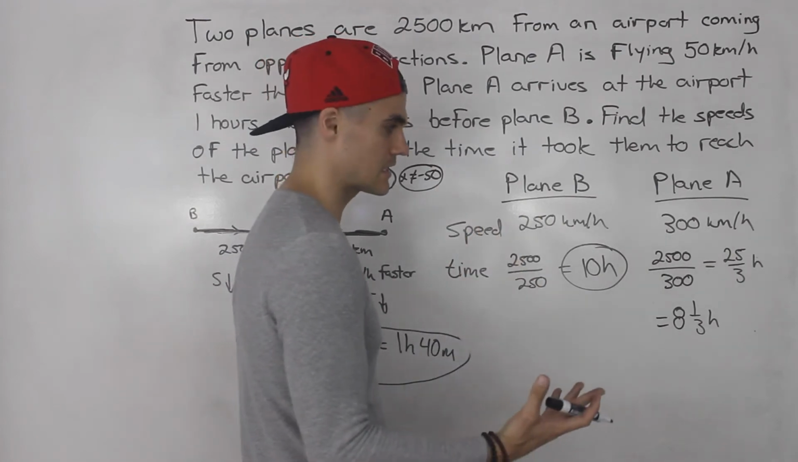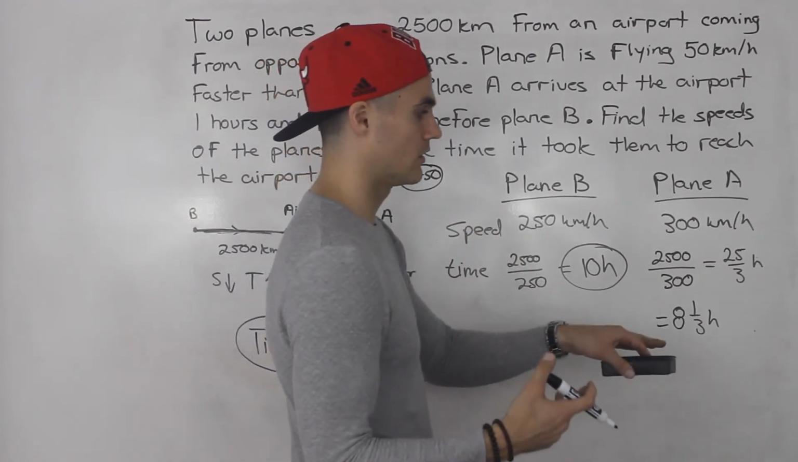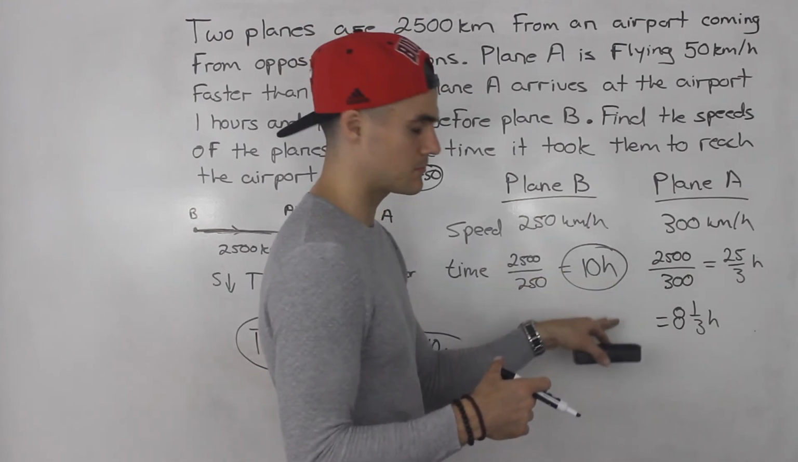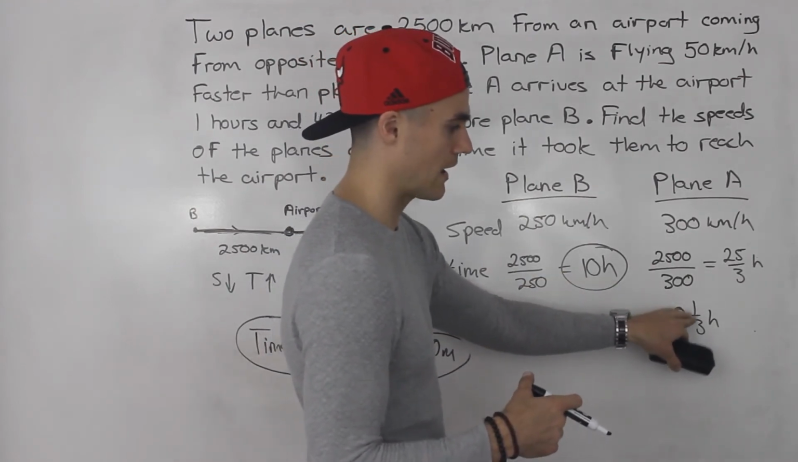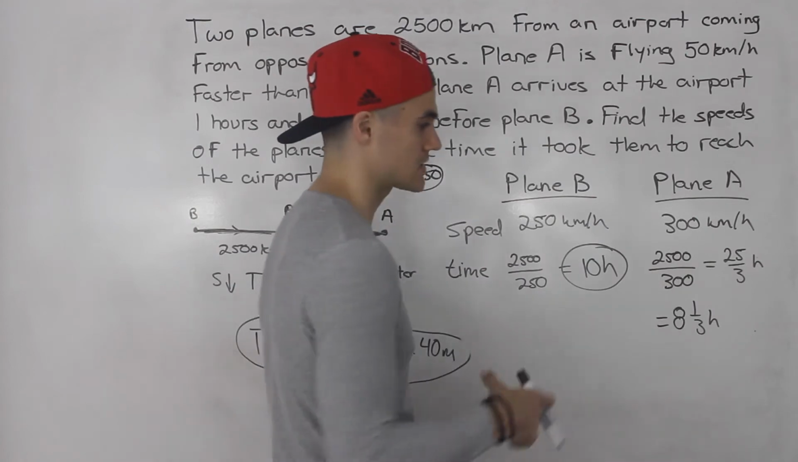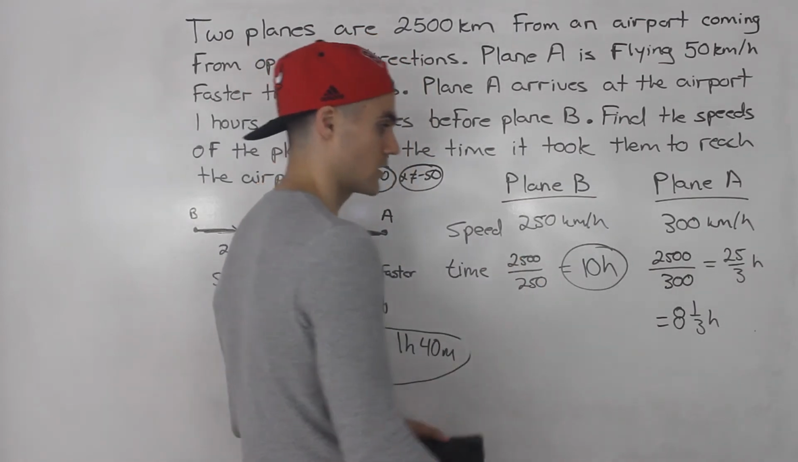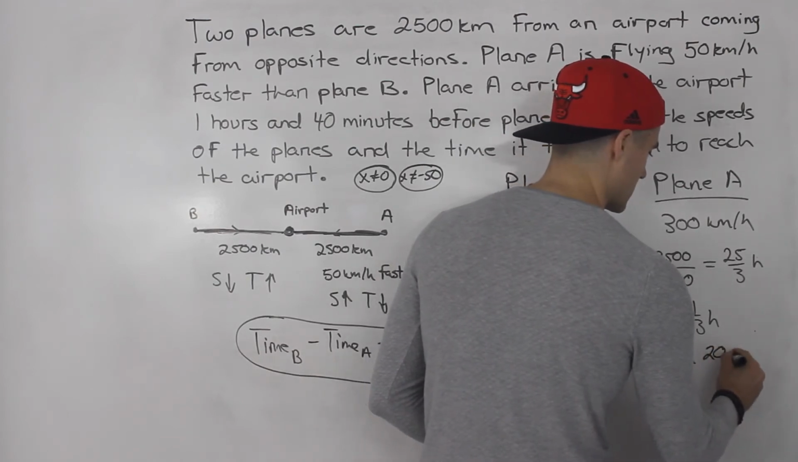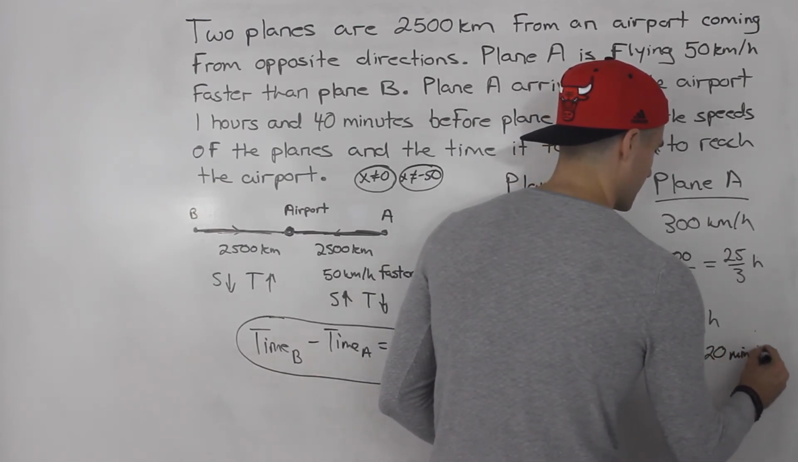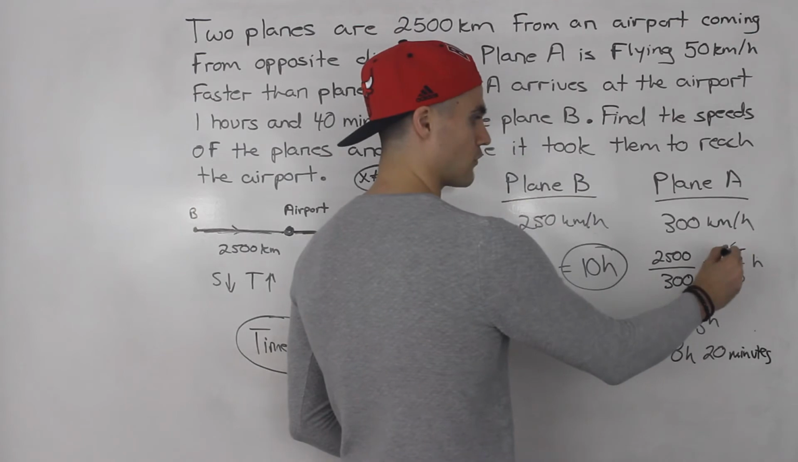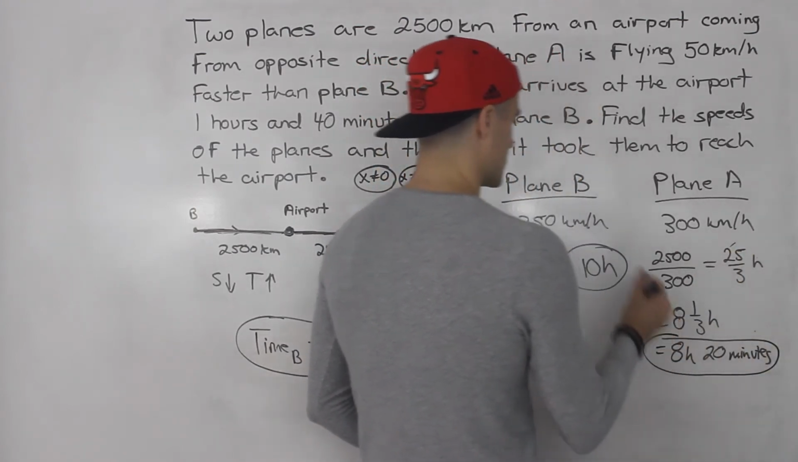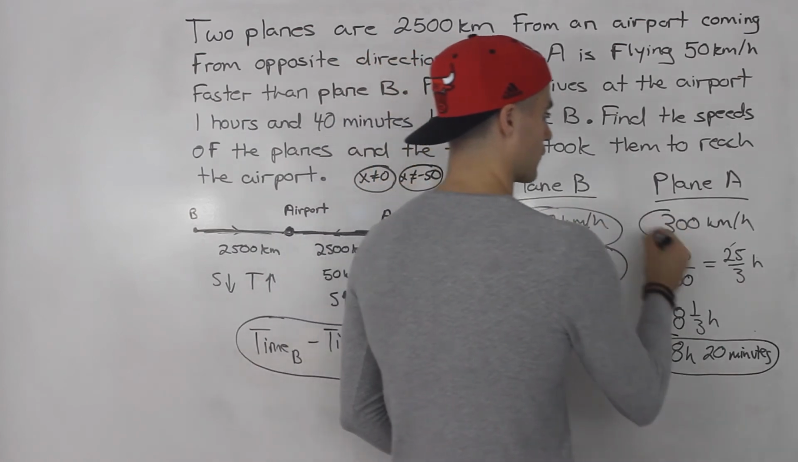1 over 3 times 60. Remember when we were going from minutes to hours, we're dividing by 60. Well, now when we're going from hours to minutes, we're multiplying by 60. 1 over 3 times 60 gives us 20. So this is 8 hours and 20 minutes. That's the same as 25 over 3 hours, or 8 1/3 of an hour. So there are your 4 answers.